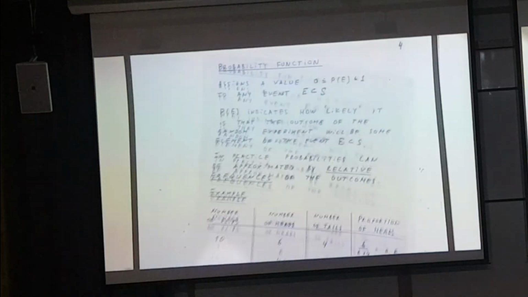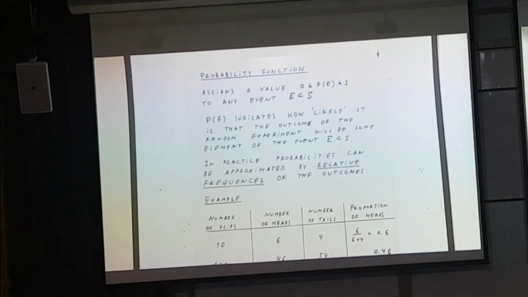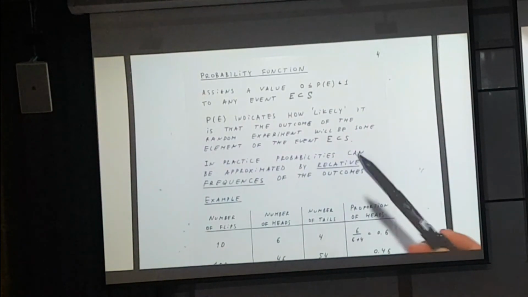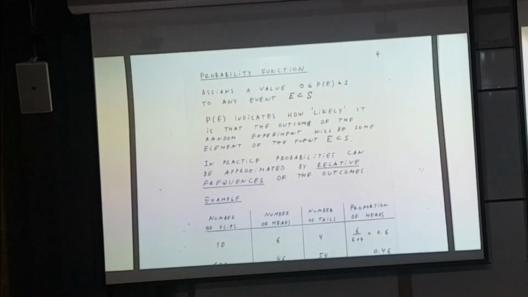Events. The second ingredient of a probability model is called the probability function. It assigns a value between 0 and 1 to any event, that is, to any subset of the sample space. And the intuitive meaning of that number is that it indicates how likely it is that the outcome of the random experiment will be some element in that event.